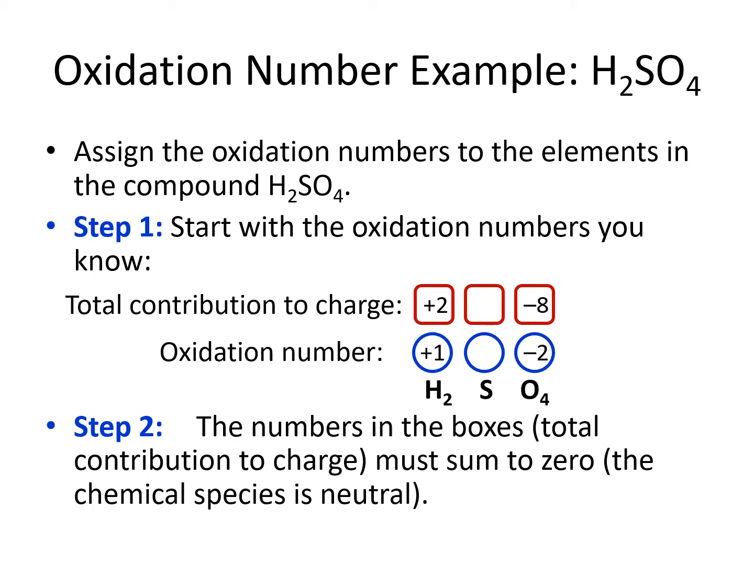Again, this is a neutral compound, so our total contribution to charge has to equal 0. +2 plus x minus 8 equals 0, so x must be +6. There's only one sulfur, so it gets that full +6 oxidation number.